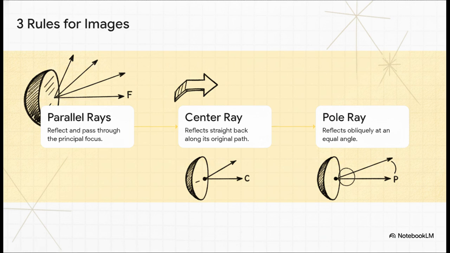So, how do we predict exactly where an image is going to form? Well, it's basically a cheat code with three simple ray tracing rules. Rule 1, a ray coming in parallel to the axis bounces directly through the focus. Rule 2, a ray passing through the center of curvature boomerangs straight back along its own path. And Rule 3, a ray hitting the pole directly reflects off at an identical oblique angle. All you have to do is intersect just two of these rays, and right there is exactly where your image magically appears in space.